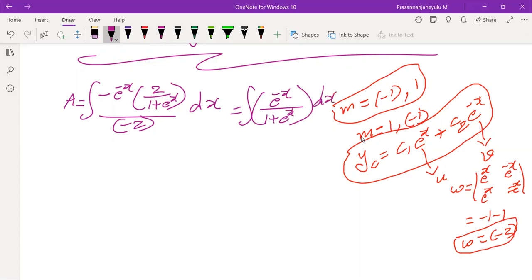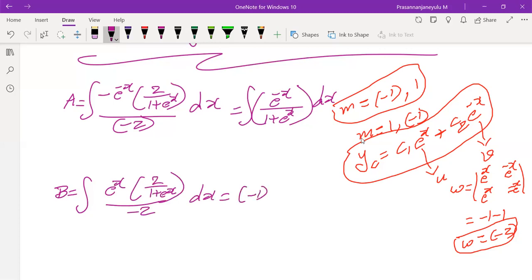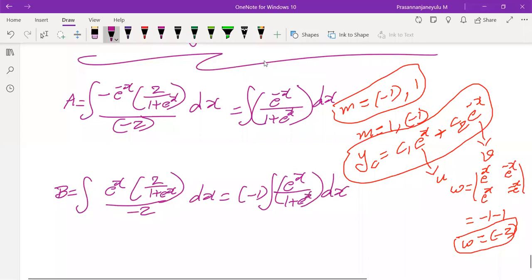Okay, what is B going to be? B is the integration of u. U is nothing but e power x, into R, which is 2 by 1 plus e power x, divided by the Wronskian value minus 2, into dx. Then minus 1, and after simplification, what do we get? e power x by 1 plus e power x into dx. Now, all of you please make a note here. You remember these values, the A value and the B value.